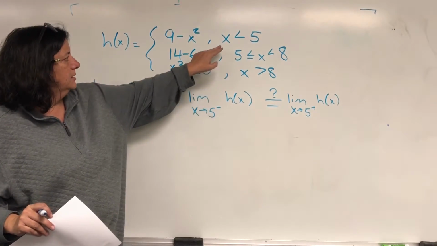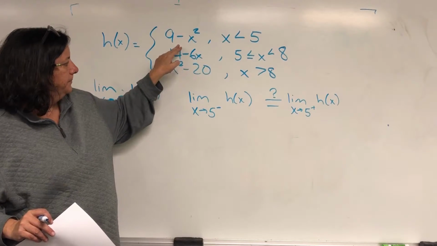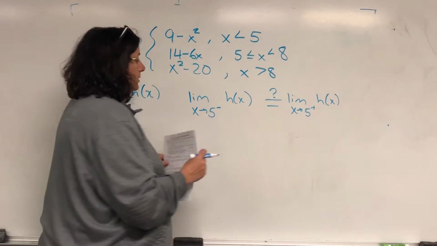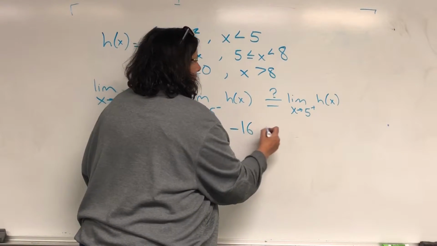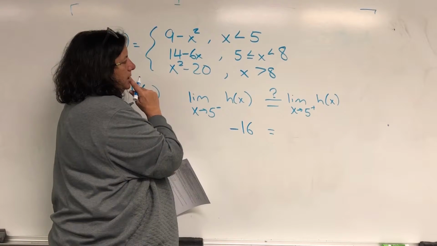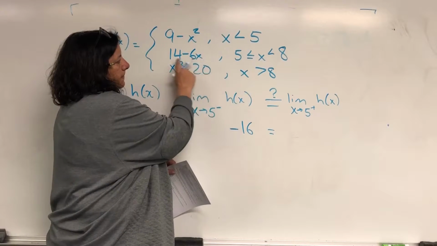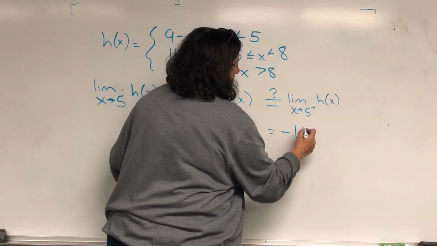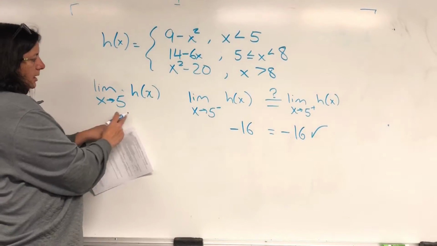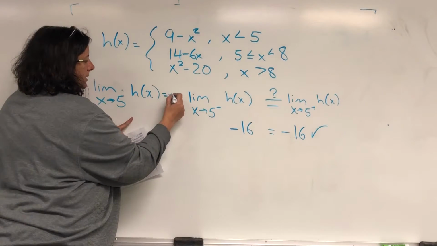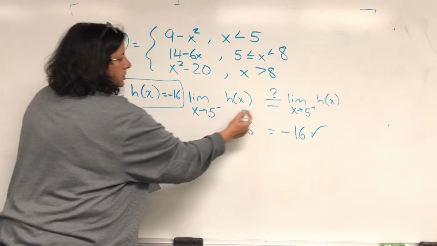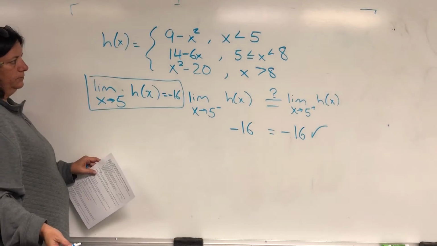So for the left, the negative side, when x is less than 5, that would be 9 minus 5 squared, 9 minus 25 is negative 16. 14 minus 30, right, because 5 times 6, 14 minus 30 is also negative 16. So I can say that the limit as x approaches 5 of h of x equals negative 16. But I'd have to show my work, showing that it agreed from the left and the right.